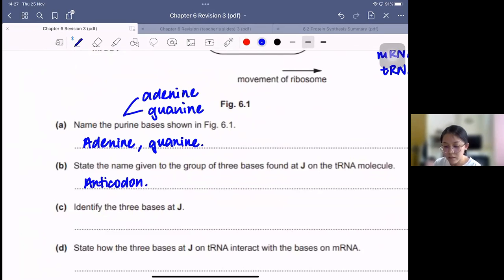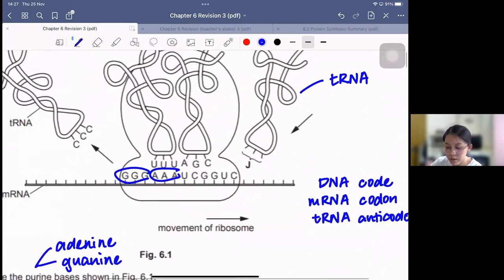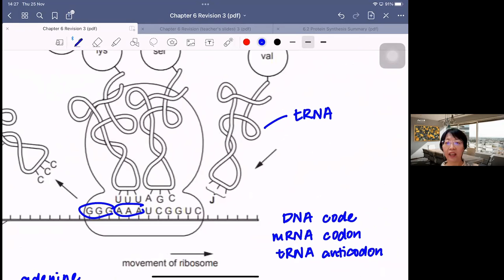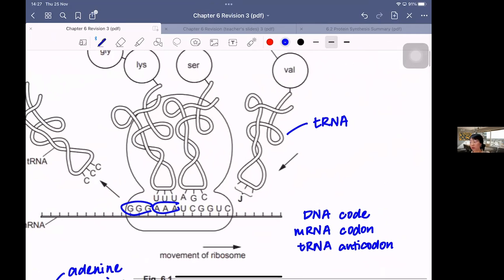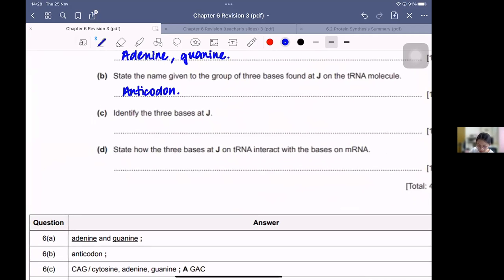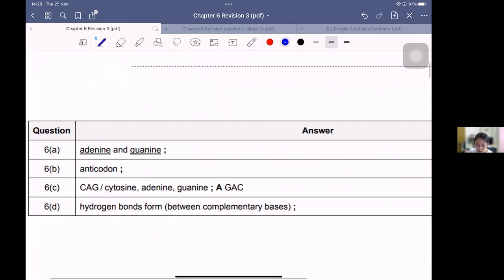Now identify the 3 bases at J. Does anyone want to try? I'll open it to the floor. Rebecca says anticodon, correct, 2 marks. Yuhan says CAG, and you are correct. The answer for the 3 bases is CAG. Take a look at the mark scheme here. You can also write cytosine, adenine, and guanine.